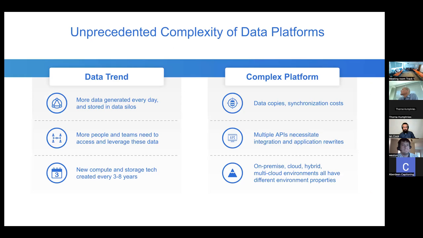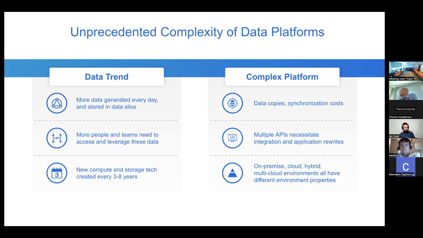Before we dive into the story of Alluxio, I want to raise one question first. Why has the data platform become so complex nowadays? Almost every community user asks us this, because we have tens of components in the big data stack, which makes our data platform so complex and very hard to maintain.